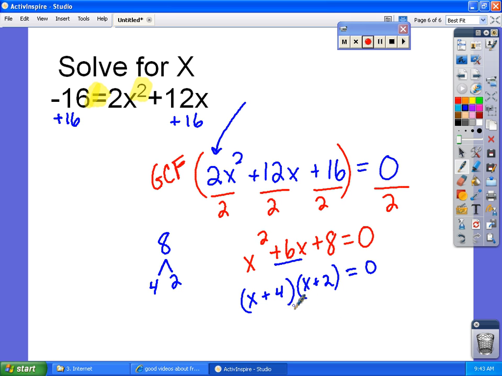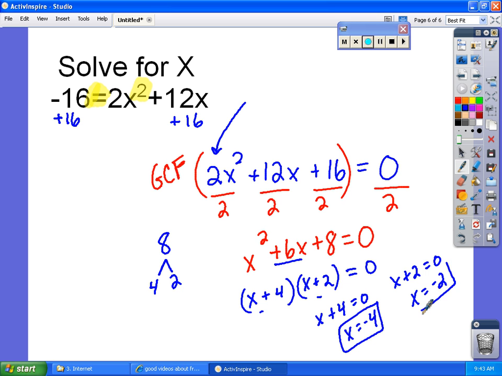Well, now that I've factored this expression, or it's an equation, because you have this times this equals 0, I can set each equal to 0. And then I can solve. And that's how you would get your 2 answers.